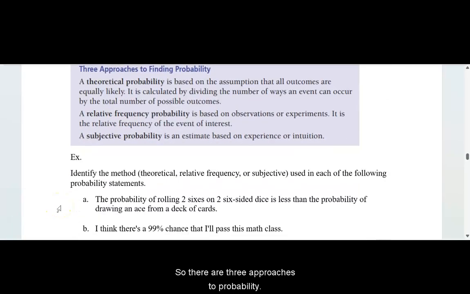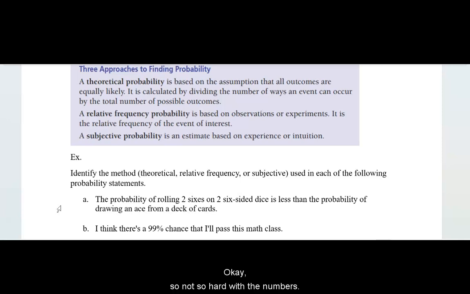So there are 3 approaches to probability. Theoretical probability is based on the assumption that all outcomes are equally likely. It is calculated by dividing the number of ways an event can occur by the total number of possible outcomes. Relative frequency probability is based on observations or experiments. It's the relative frequency of the event of interest. Then you have subjective probability, which we haven't really discussed, but now we're going to bring it up. It is an estimate based on experience, intuition, or maybe an opinion.